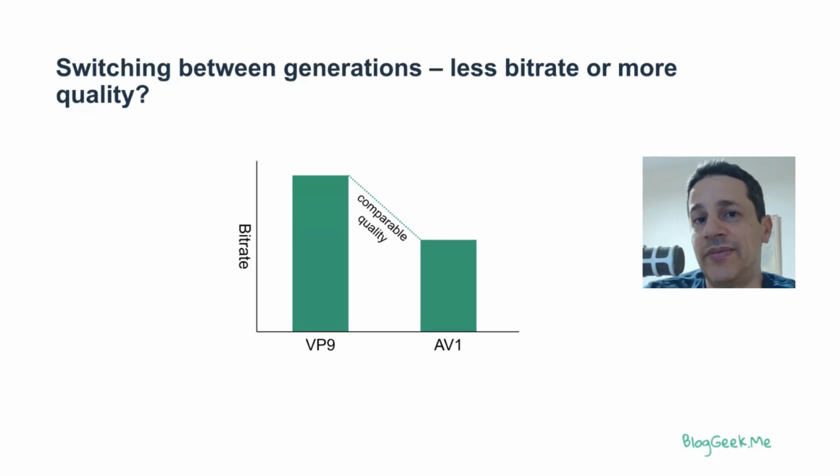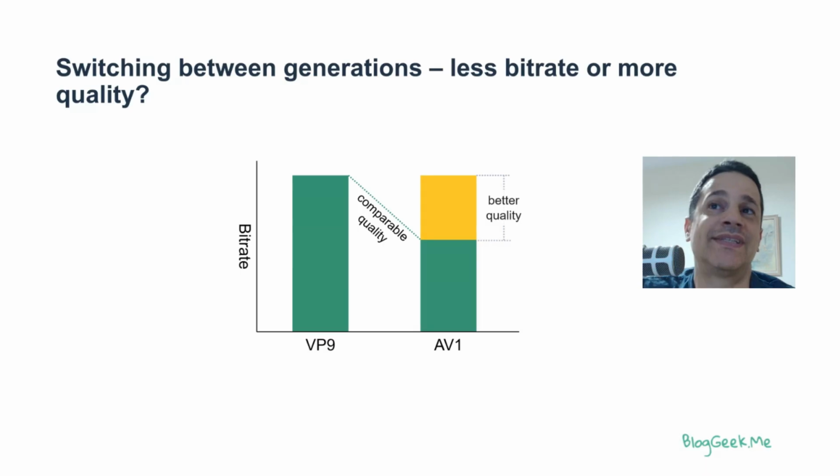Do I simply reduce the bitrate that I'm going to use when I go to the next generation codec and maintain the current quality that I have? Or do I use the same amount of bitrate that I used up until now, but improve the quality of the video? Improving the quality would mean that I need to use more CPU and more memory than I've used to for VP9. So this is a decision that we can make with each and every codec.